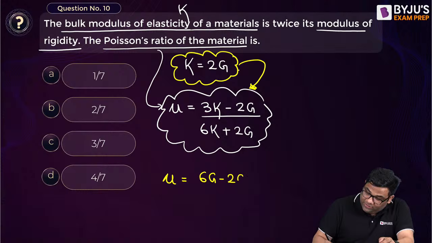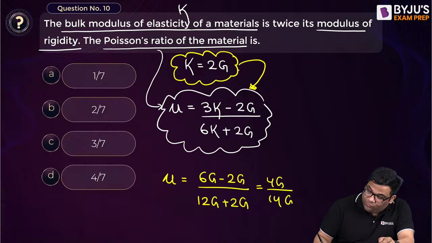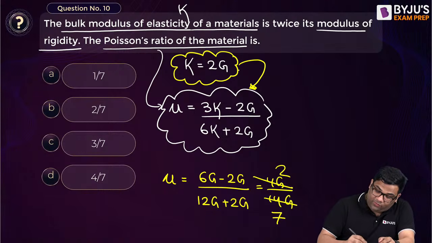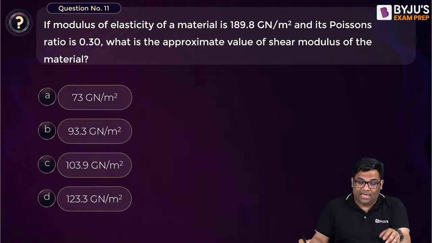6K minus 2G becomes 12G plus 2G. So that is 4G by 14G, which is 2 by 7. Yes. Straightforward question. Question number 11.